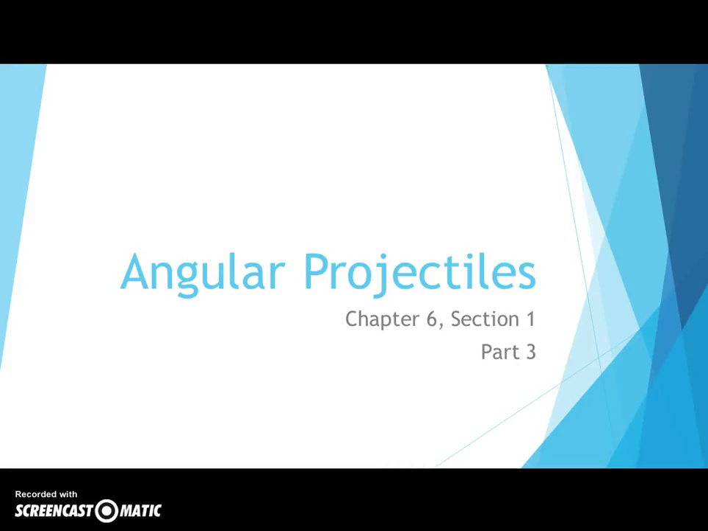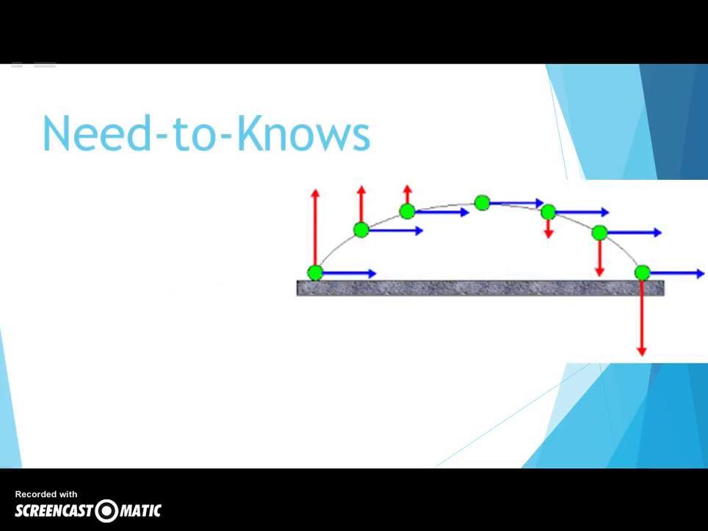Alright, we're now moving on to part 3, angular projectiles. Some things you need to know before we begin today. We are now no longer talking about just dropping things in the y direction. As you can see from the image, it's being moved in both the x and the y. So acceleration, just like before, acceleration in the x direction is 0.